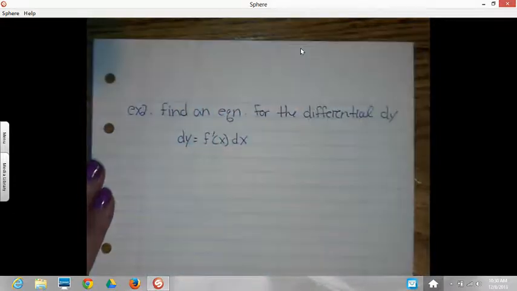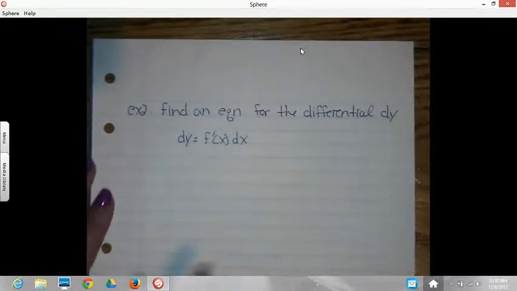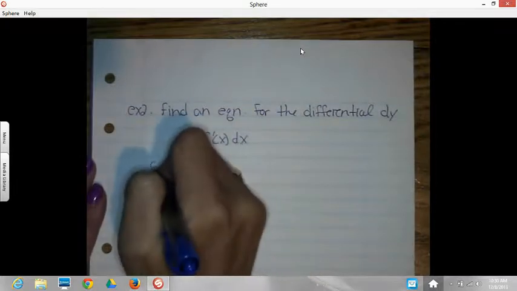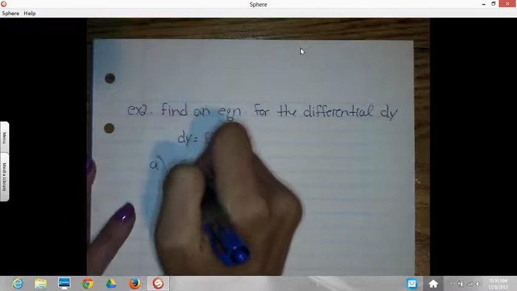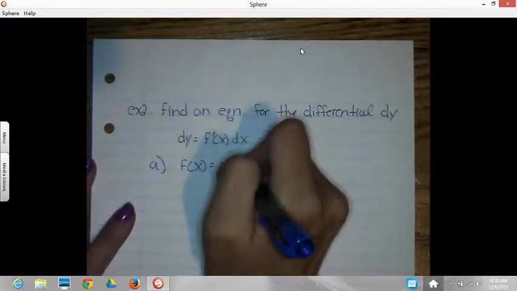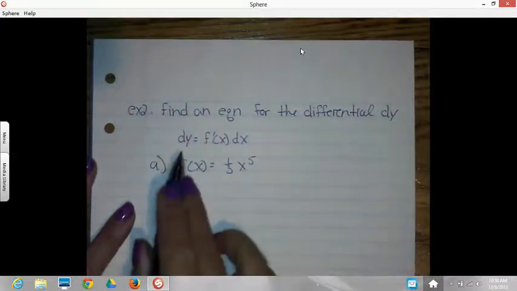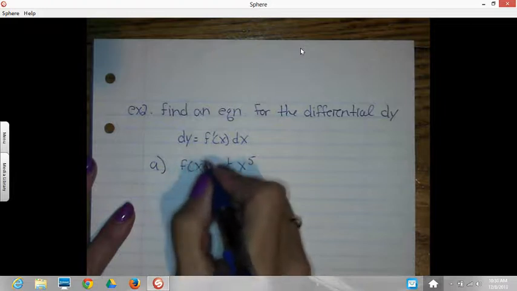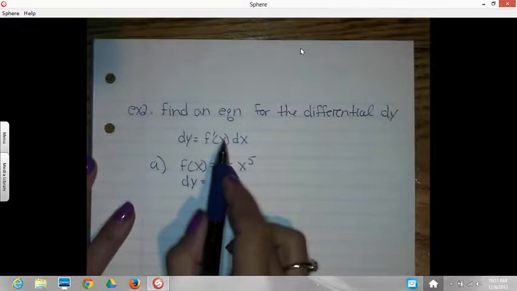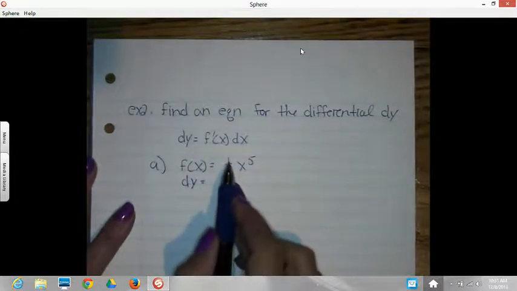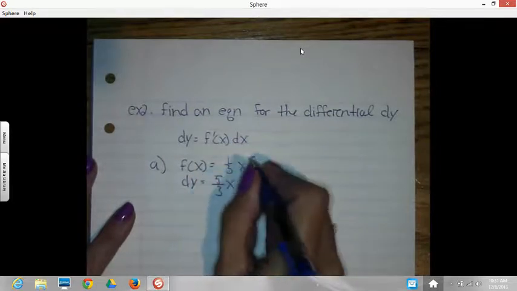So with an equation, we are going to have x's in our problem. We're not going to actually get numerical answers like we just got done doing. So if I gave you the equation f of x equals 1/3 x to the 5th, and I want dy, all I have to do is do the derivative of f. Derivative here, little power rule, 5 comes down, 5/3 x to the 1 less power times by dx.